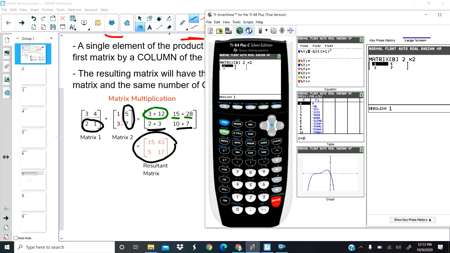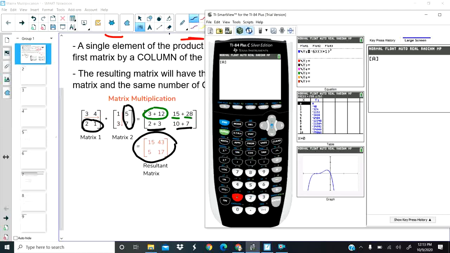So I'm going to once again go back to my matrix, and I'm going to choose matrix A. Hang on, we're going to go to the matrix, and I need to get matrix A in my calculator. There we go.